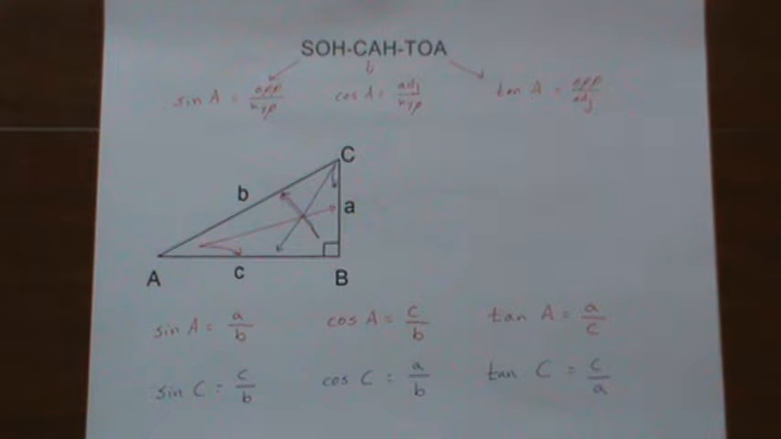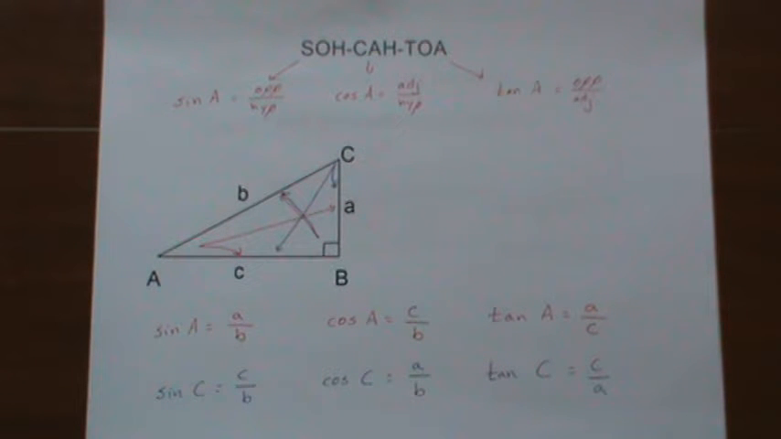So that first three-letter word, soh, we use to remember that sine of an angle equals opposite over hypotenuse. The second three-letter word, cah, helps us remember that cosine of an angle equals adjacent over hypotenuse. And the third three-letter word is toa, and that helps us remember that tangent of an angle is equal to opposite over adjacent.